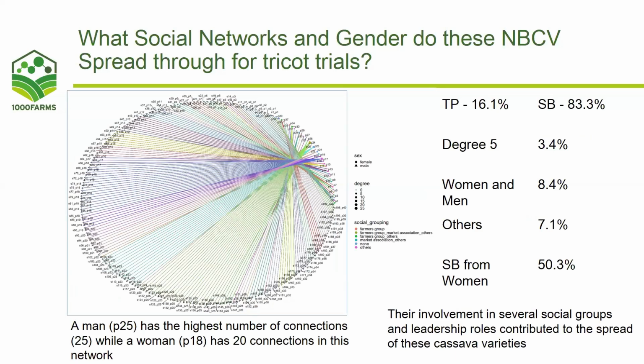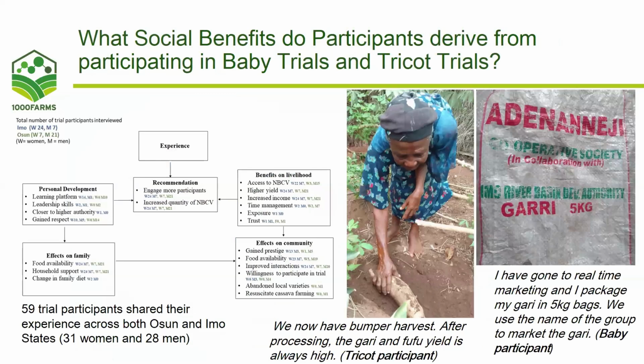And this was noted across both baby and tricot participants: their involvement in several social groups and their leadership roles contributed to the spread of these cassava varieties among farmers in and outside these communities. We also categorized the social benefits, looking at the experience from the in-depth interviews with trial participants.